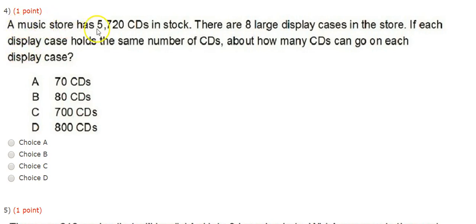A music store has 5,720 CDs in stock. There are 8 large display cases in the store. If each display case holds the same number of CDs, about how many CDs can go on each display case? So the store has 5,720 CDs total, and there are 8 large display cases they need to go on. About how many CDs are going to go on each of those 8 large display cases?